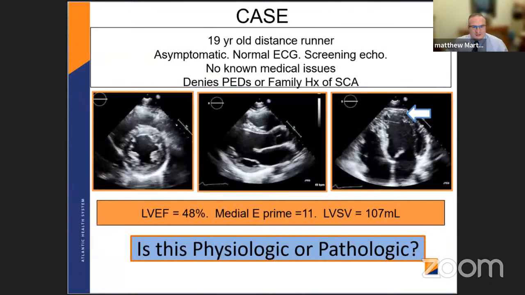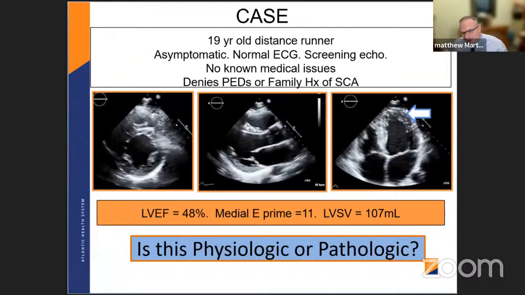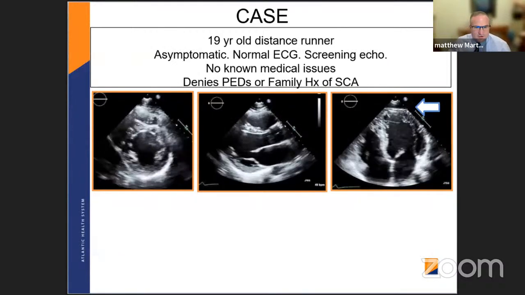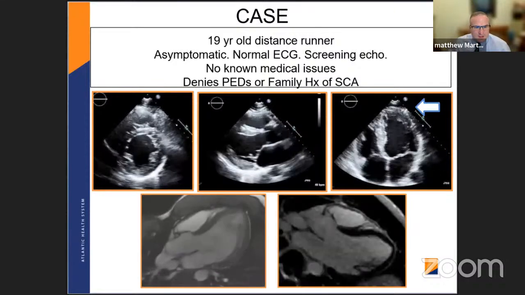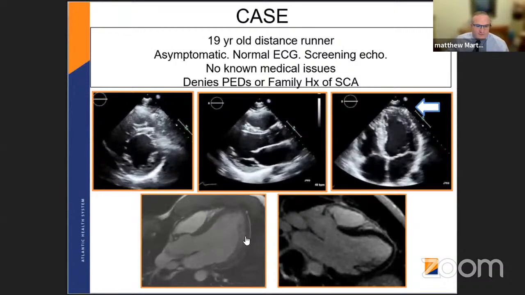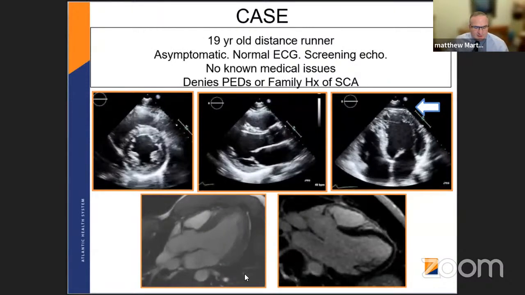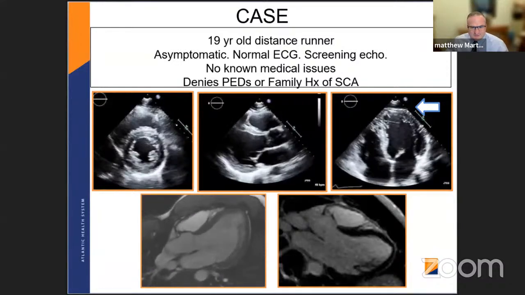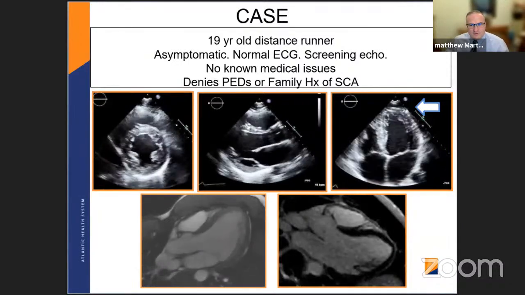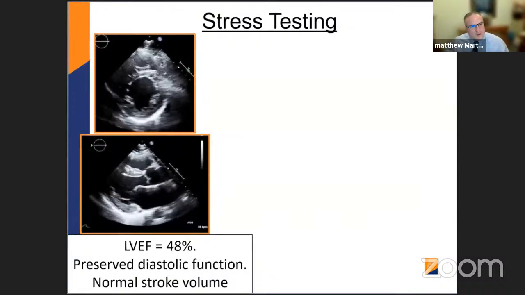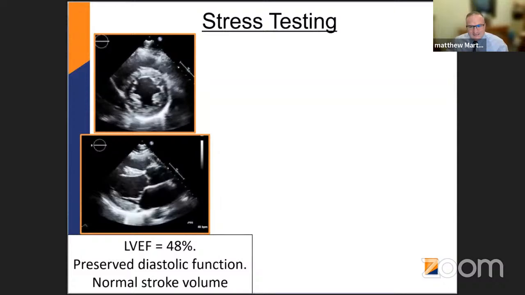So is this physiologic or pathologic? Not non-compaction. They went on to be cleared, but I did use cardiac MRI, which confirmed the wall thickness. It confirmed this trabeculated area. It confirmed that low normal ejection fraction and the absence of scar. But then I went a little bit further. We said that in this individual with preserved diastolic function, who I thought was an athlete, I needed a separator.